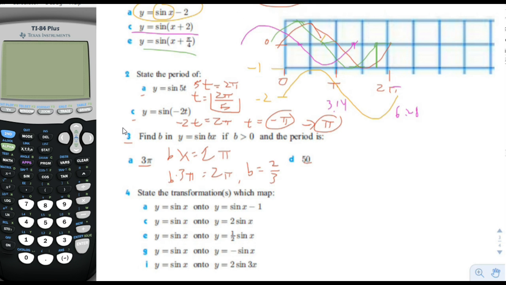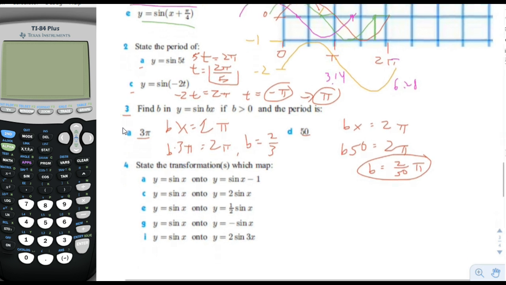Okay? And here we're going to do the same thing. bx equals 2 pi, and then x is 50. So we'll have b times 50 equals 2 pi. b is equal to 2 divided by 50 times pi. Okay. All right. Number 4.